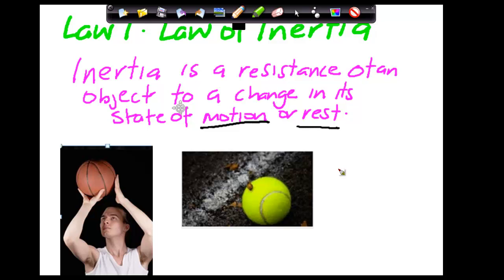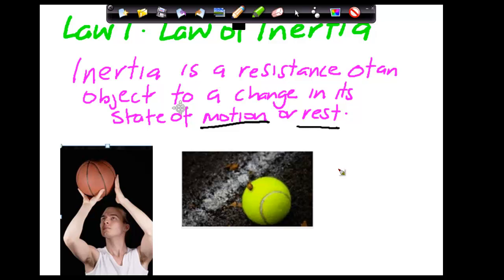So as you can see below, we have two objects that will not move unless something acts upon them. The person holding the basketball, that ball will not move until force is applied onto that object. And the same with a tennis ball. That tennis ball will not move unless a force is applied upon it. However, in the same way, a moving ball will continue moving until something acts upon it.